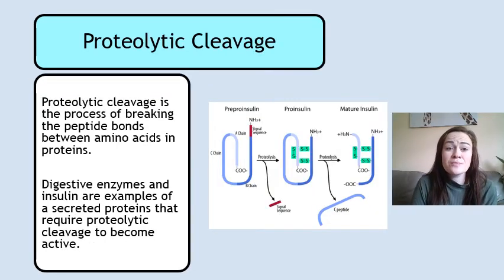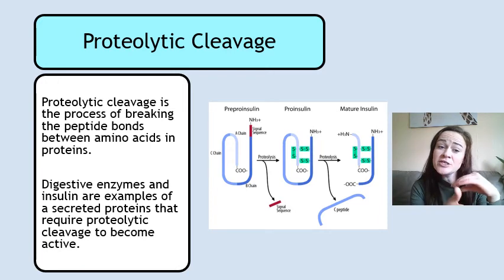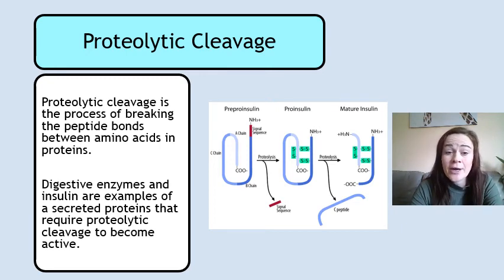As I said, the proteolytic cleavage is all about making and breaking bonds. It's a process of breaking peptide bonds between various amino acids in the protein to cut bits off, which is what we're seeing here. Now, digestive enzymes and insulin are both examples of secreted proteins that require proteolytic cleavage to become active. We're going to look at insulin first of all.